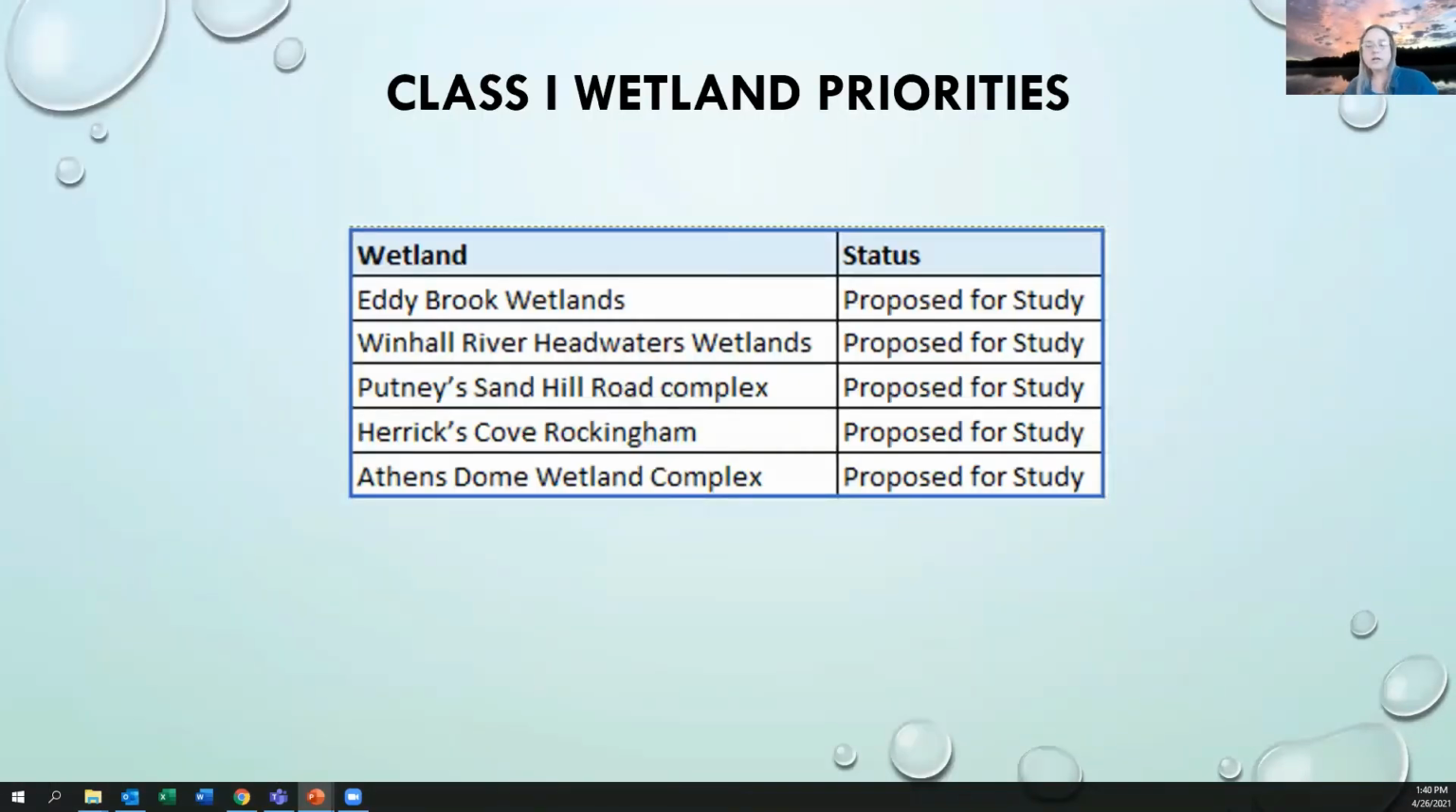We also reclassify wetlands. There are three classifications of wetlands: class 1, class 2, and class 3. I'm putting forward the Athens Dome wetland, in the Turner Hill Wildlife Management Area, the Turner Hill property up there. There are some beautiful wetlands up through that whole ridge that have preliminary studies saying they would meet class 1. And again, I put in Herrick's Cove just because it's still in Rockingham. It's on the Williams, but those wetlands as well are being put forward for study for potential wetland reclassification.